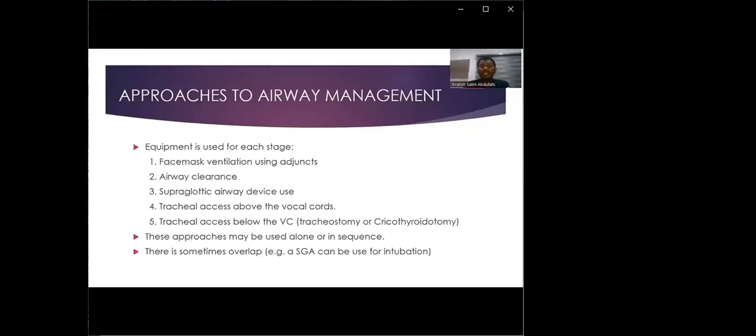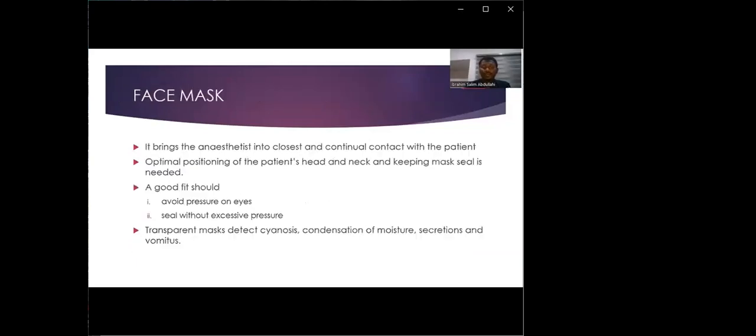These approaches, again, may be used alone or in sequence, and there is sometimes an overlap. For example, a supraglottic airway device can be used for intubation, such as the intubating LMA. The LMA can be used as a sole means of maintaining the airway, but again, through the LMA, the airway can be intubated.